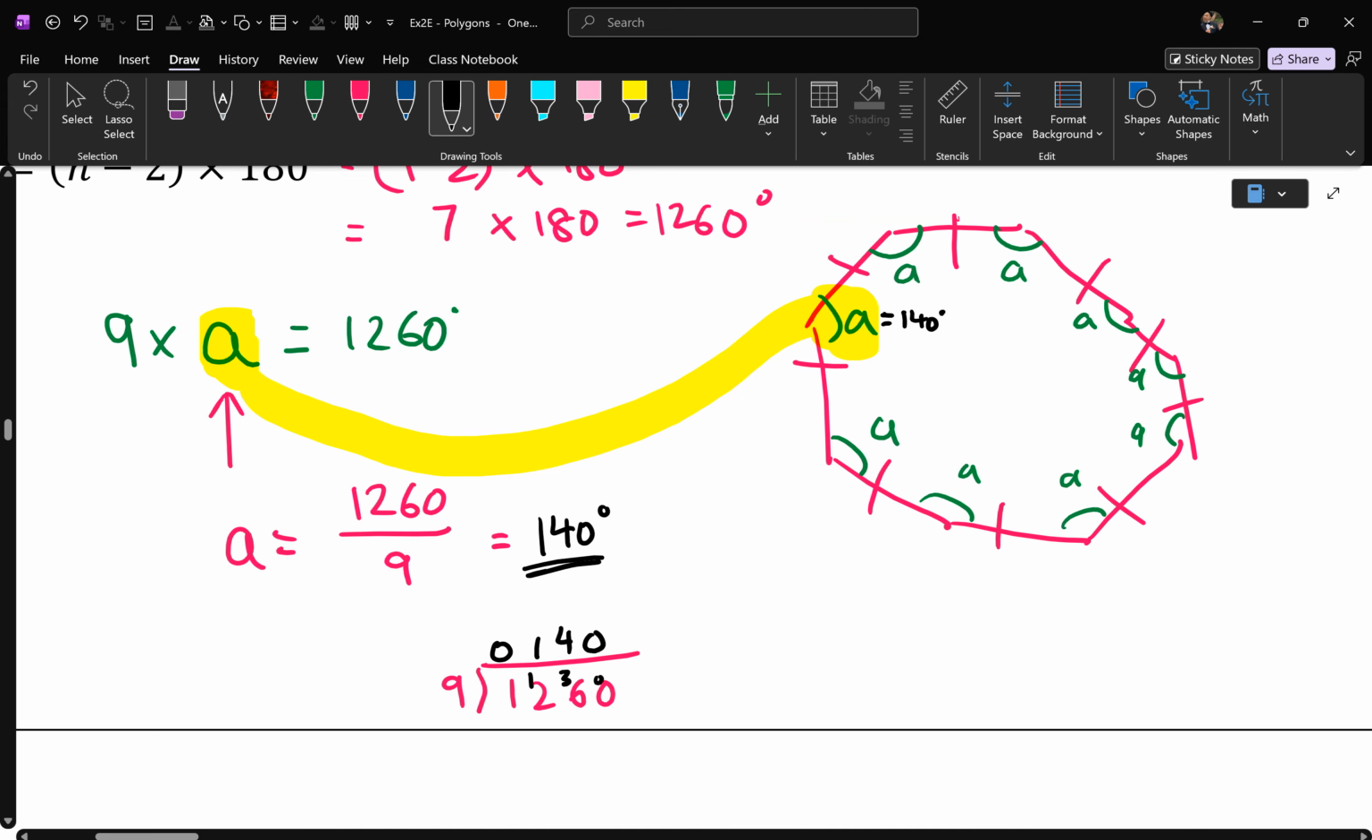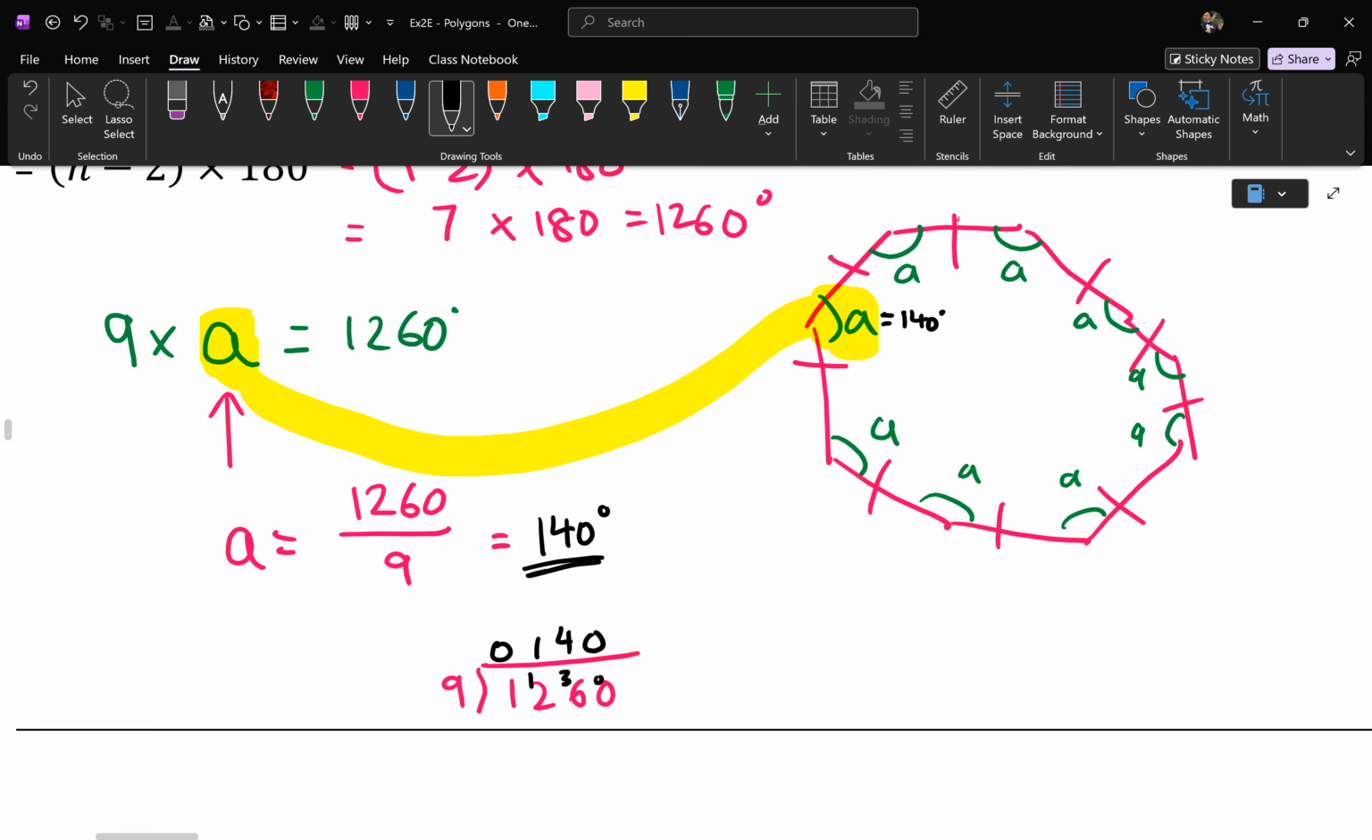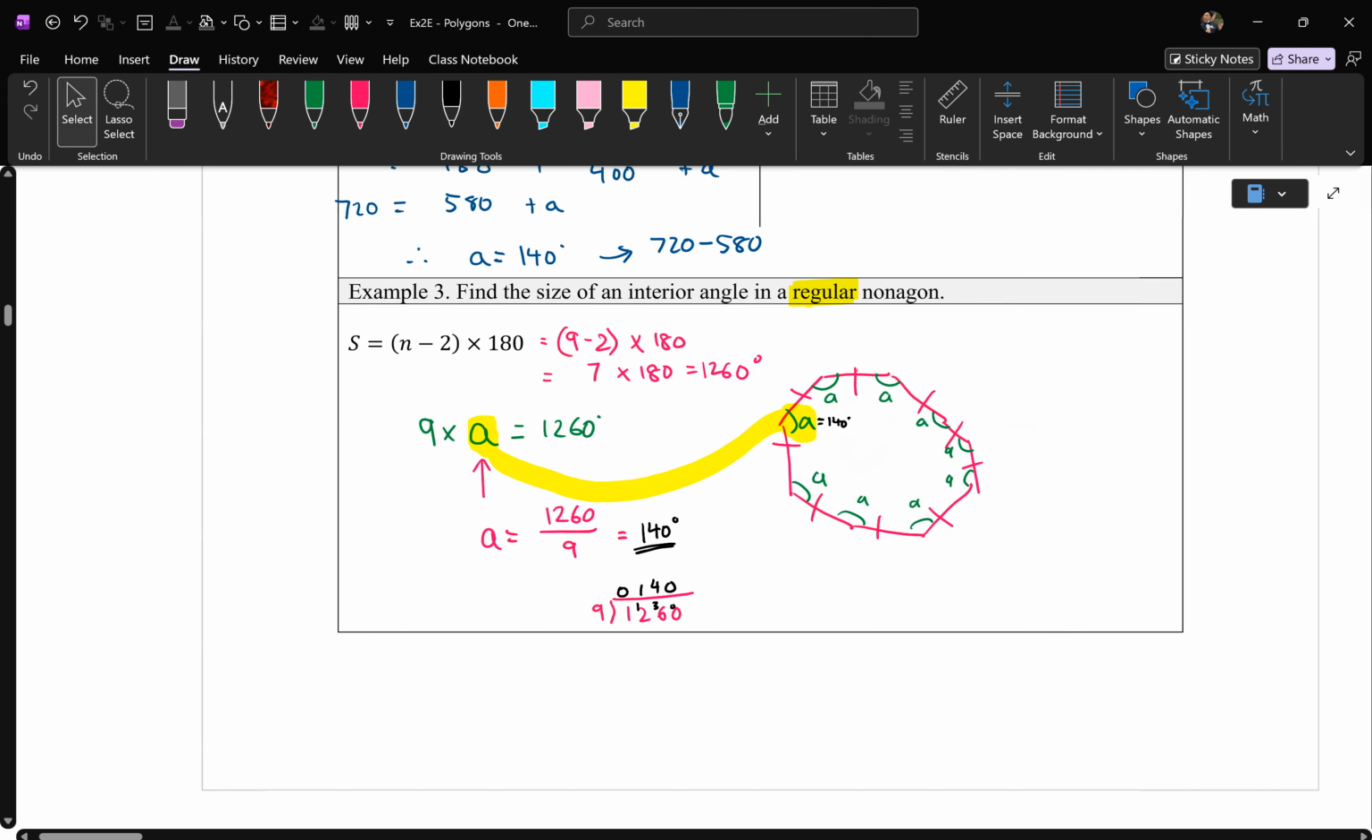Okay, so if you did 140 plus 140 plus 140, 9 times, it should equal 1,260 because you're saying they're all equal. Okay? And that there is the example of what you're doing for 2e. So 2e is just overall 9-sided, 10-sided, 20-sided. You've got a formula to figure it out. And then sometimes we'll ask you to find just one angle. Okay? I'll stop the video there, but that's all you need to know.